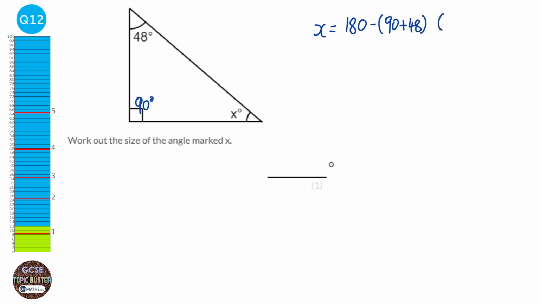And in brackets we're just going to say the reason, and it's angles in a triangle add up to 180 degrees. So when we do that, we do 180, take away 90 plus 48, and you get 42 degrees.